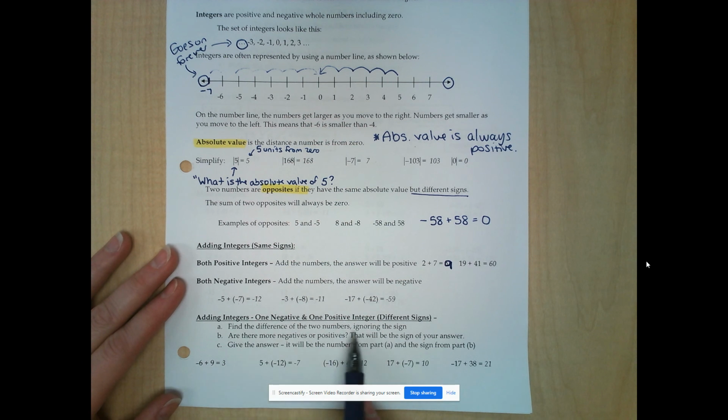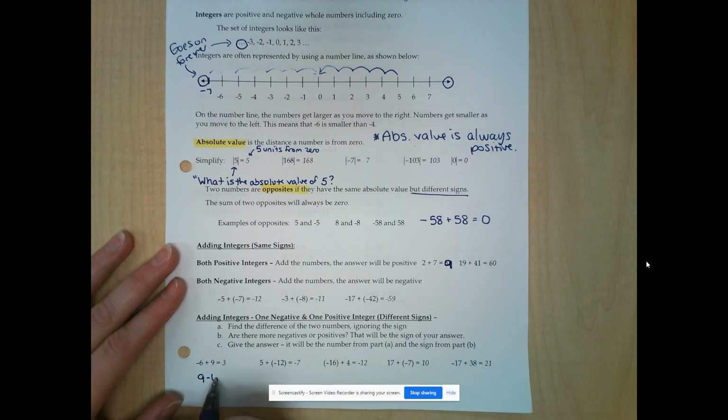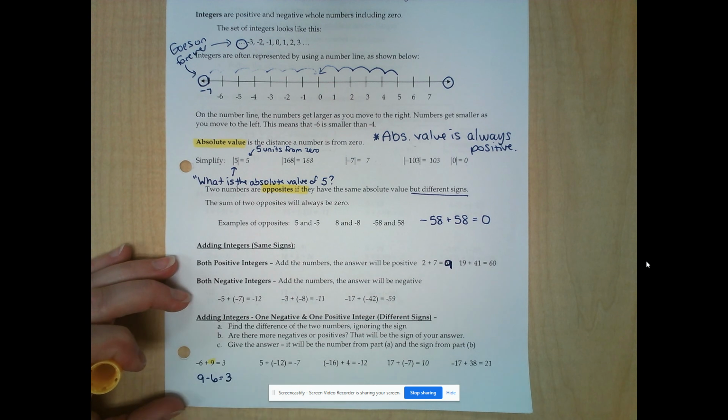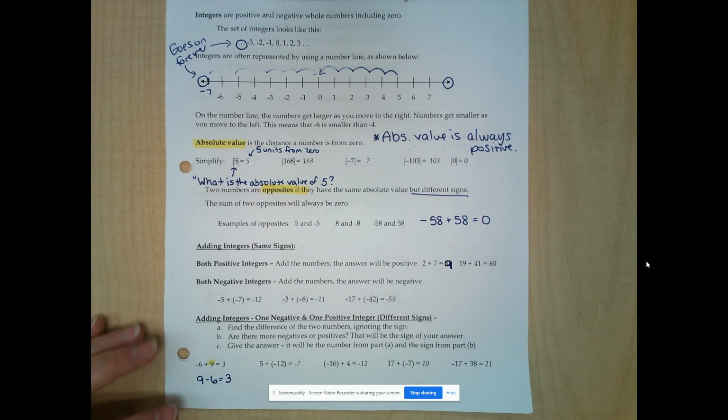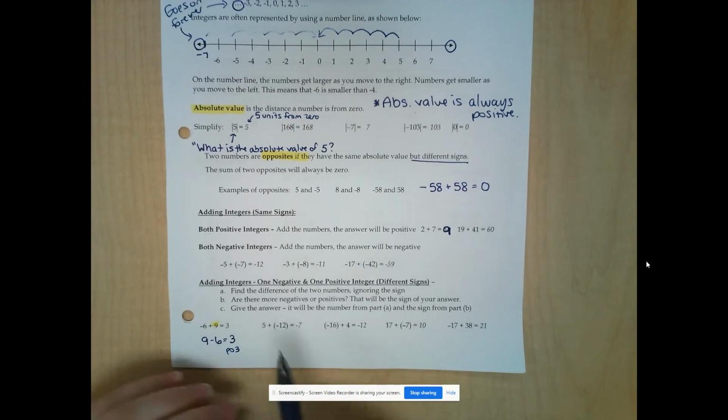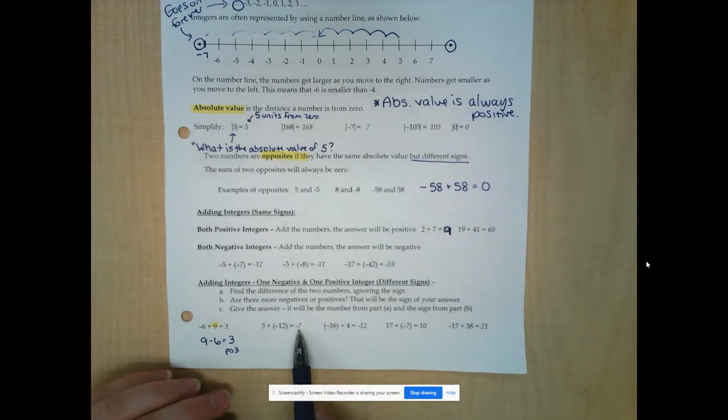Find the difference of the two numbers ignoring the sign. So the first thing we want to do is say, what is the difference between 9 and 6? We would get 3. And then we would want to say, are there more negatives or more positives? 9 was the larger number, so we had more positives. So the answer would be a positive 3. And notice I don't need to put a plus sign because if there is no sign, we know that means positive.